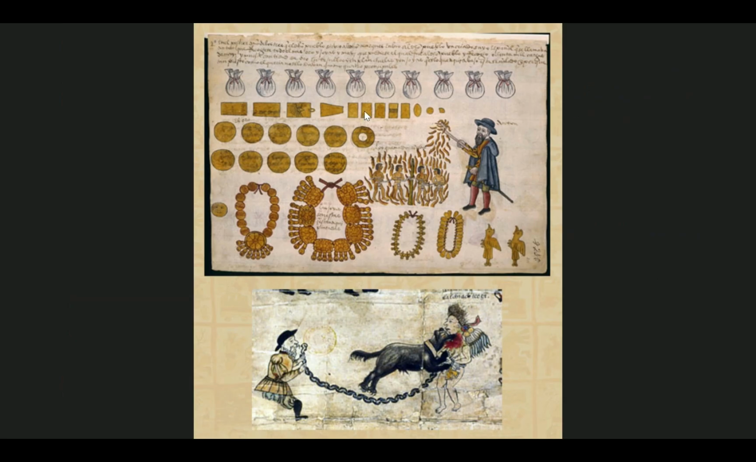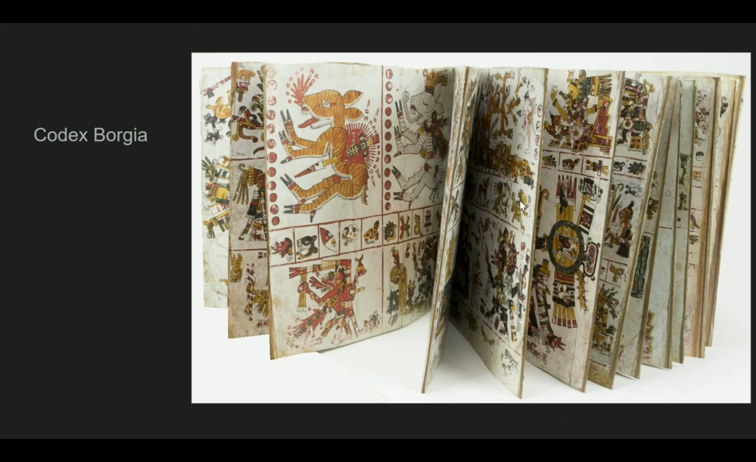There were many codices that were created during this time period. Here are some other ones. Some focus on the destruction of the native population. Others tried to copy much of the native artworks, the indigenous artworks.